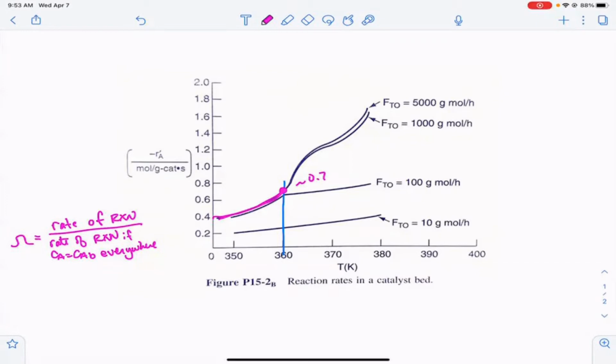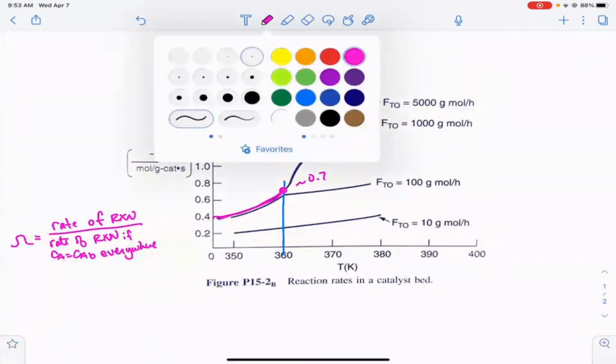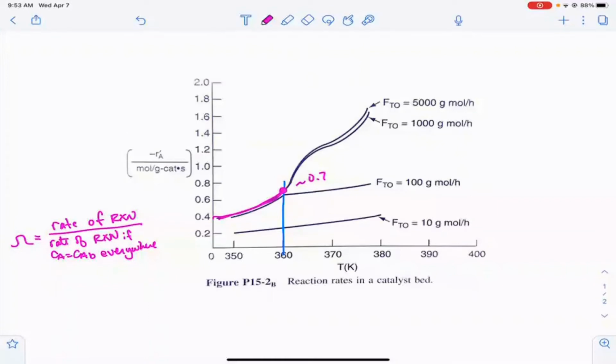Now, for the flow conditions where FT0 is equal to 100 gram mole, and when you're at 1,000 and 5,000, the overall effectiveness factor is about 1. It's approximately equal to 1. But as we decrease the flow rate, we know that external mass transport takes over. And so here, at 10 gram mole per hour, I'm going to eyeball this as like 0.25. It's pretty close.